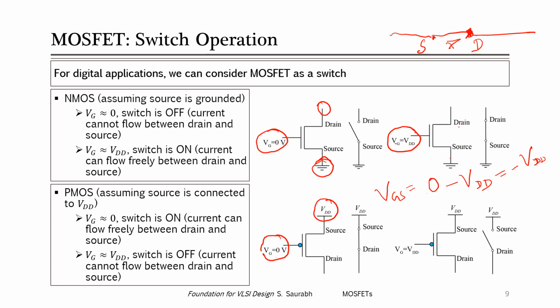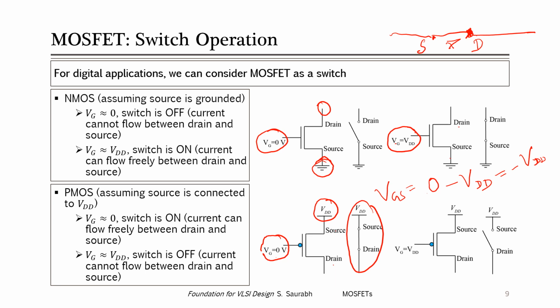Typically the threshold voltage of a PMOS is negative, but this minus VDD will be more negative than the threshold voltage of the PMOS, and therefore the current can easily flow between the source and drain, and we can consider that the switch is turned on.